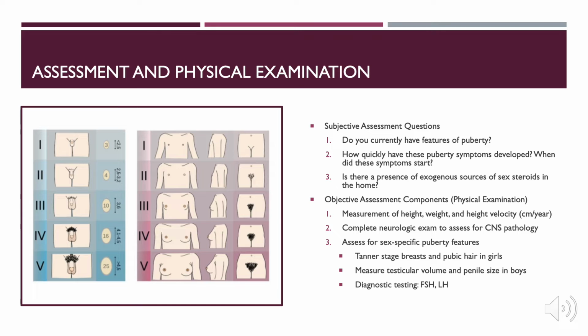What features are we looking at? We're looking at breast or testicular enlargement, appearance of pubic and or axillary hair, acne, or adult body odor. We also want to talk about how quickly have these puberty symptoms developed and when did these symptoms start. When you look at how quickly they've developed, you're looking at, is it just one presenting symptom or is it multiple at one time? And that kind of helps us determine the type of precocious puberty they are in.